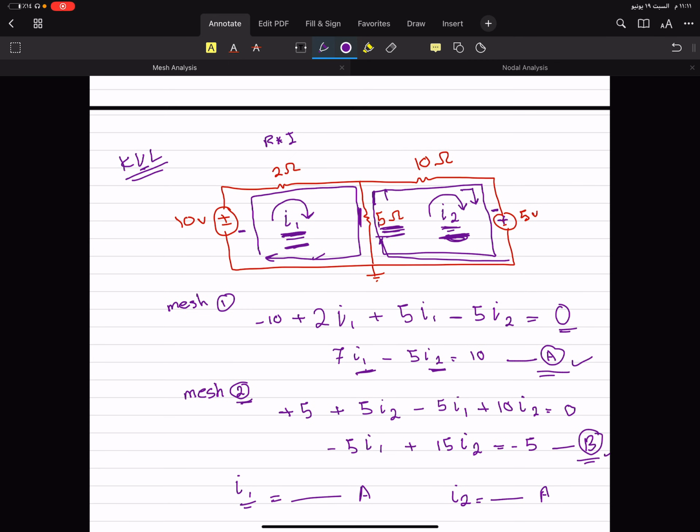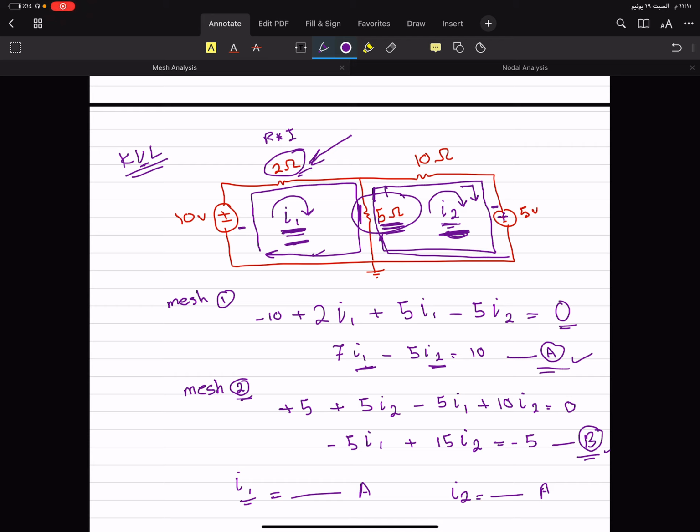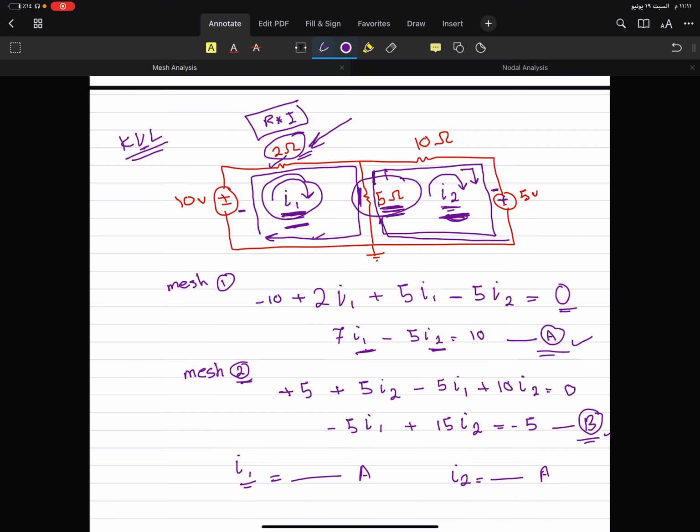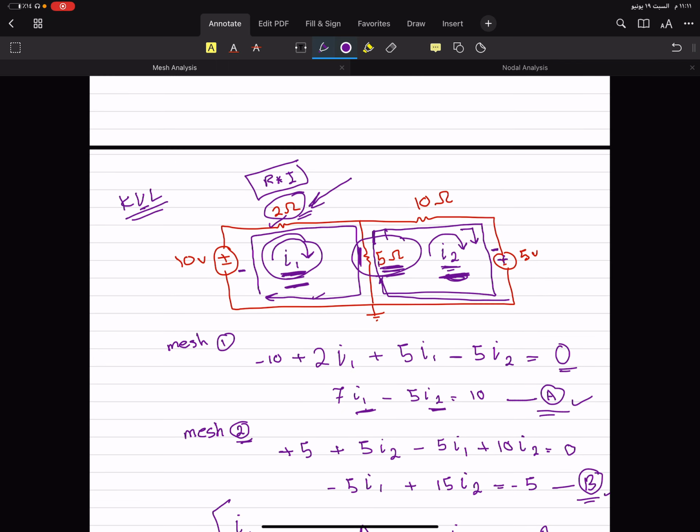Now let's assume that another part of the question says to find the voltage across this 2 ohm resistor and the voltage across this 5 ohm resistor. The voltage at this 2 ohm resistor is very easy. Directly applying Ohm's law, I have the resistance, and of course I solved for I1, so I have the value of I1 here. Let's assume that I1 is equal to 5 amps, okay? The resistance multiplied by the current gives the voltage, so it's 10 volts. Directly, you can find the voltage at the 2 ohm.